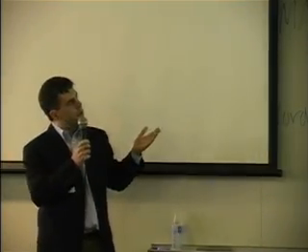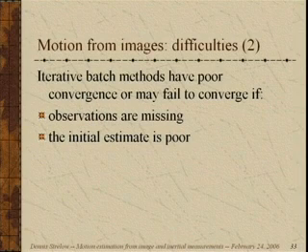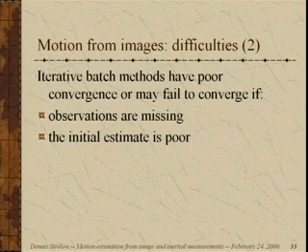Okay. In addition, an iterative batch method like bundle adjustment can still have poor convergence or fail to converge if observations are missing, which is a case we're really interested in. You know, for example, if at any one time in any one image we're only seeing 10% of the scene or 1% of the scene, and we don't have a good initial estimate of what the full motion was, that's a problem. Or if the initial estimate's poor.